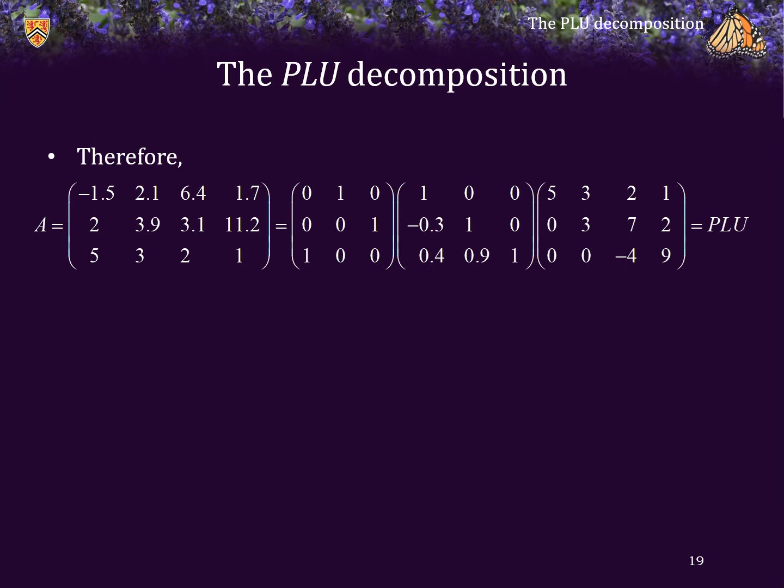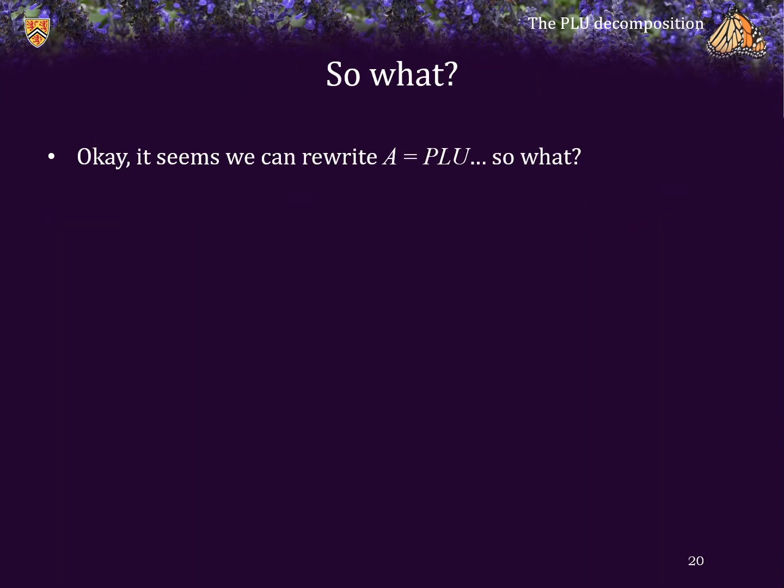before, and therefore we have shown that it is reasonable to suspect that we can always find a PLU decomposition for any matrix using the steps we just saw. All right, so now you may be thinking, so what? Yay, we can write any matrix A as a product of three matrices.